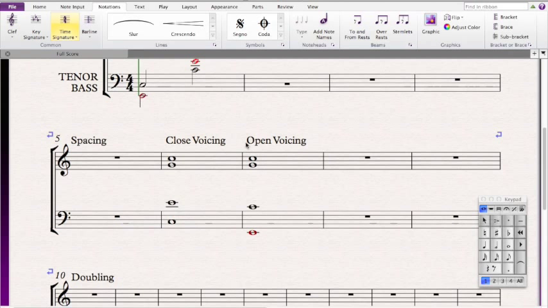Now, the opposite of closed voicing, this means that we can fit another chord tone in between the upper 3 voices. So we could fit in an E4 right here, and that would be another chord tone that could fit in between the upper 3 voices.